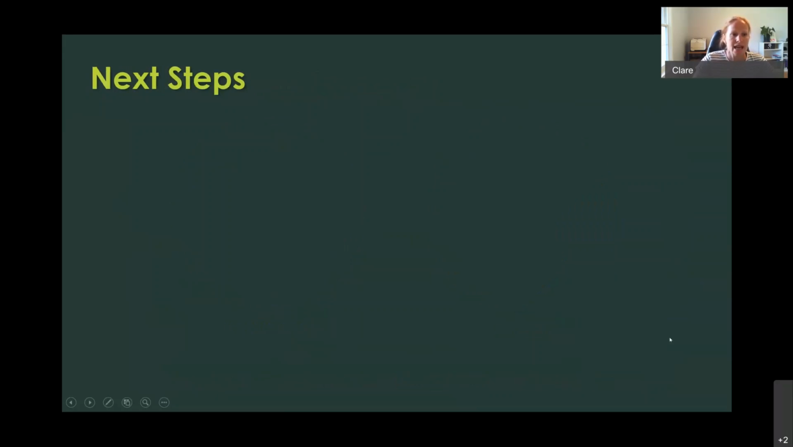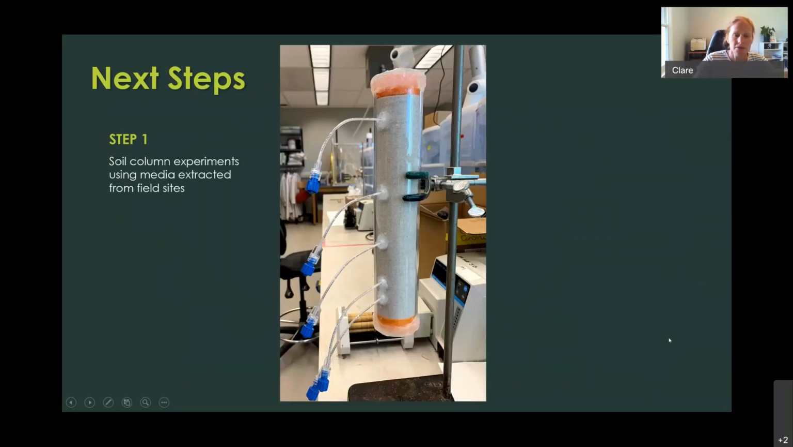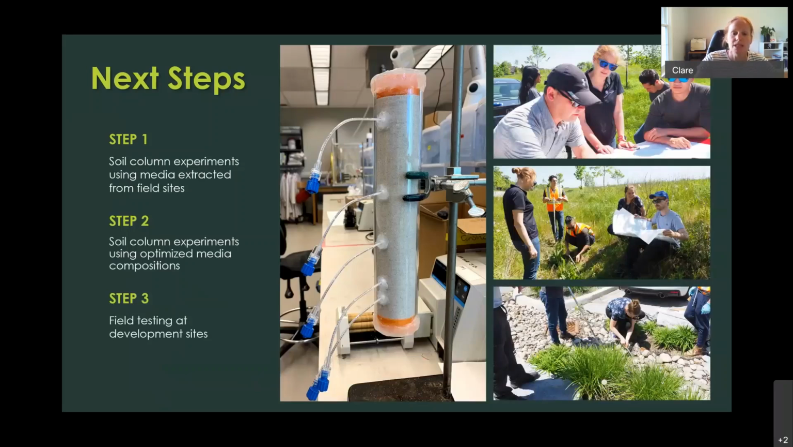With respect to the next steps, we're now moving from the field back to the lab, taking media from our sites to better understand the different processes governing phosphorus removal in the bioretention cells. We're going to optimize this media and then take the optimized media using different amendments to new development sites for testing.